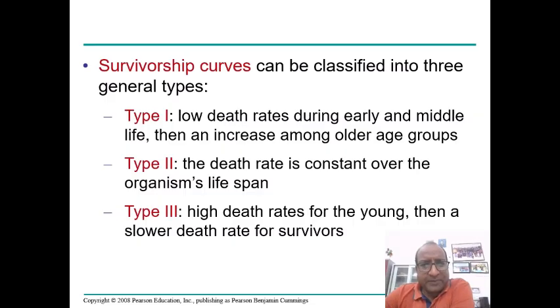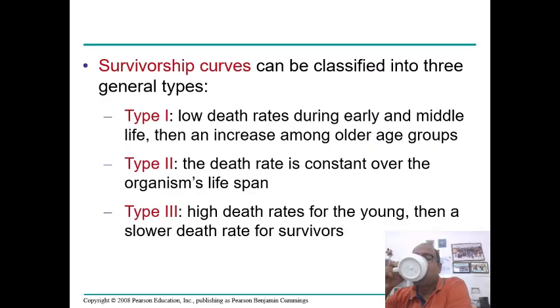So survivorship can be classified into three general types. Type 1 has a low death rate during early and middle life, then an increase at older ages. Means in a type 1 survivorship curve, the death rate is very low in early life or in the middle age of the individual, but later on, as old age approaches, many of them die.